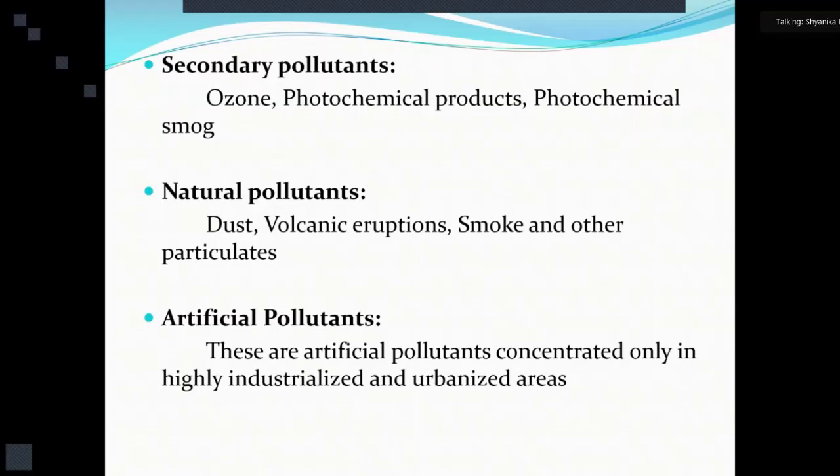The secondary pollutants are ozone, photochemical products, and photochemical smoke. That means after primary pollutants are emitted, they react together in the atmosphere and produce another type of pollutant. Those are secondary pollutants, for example ozone and photochemical products. So the different things get together, react together and produce them.